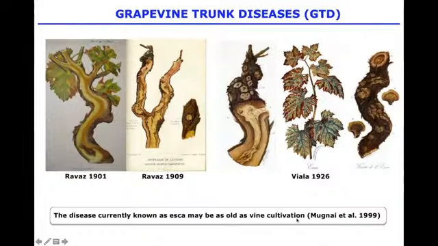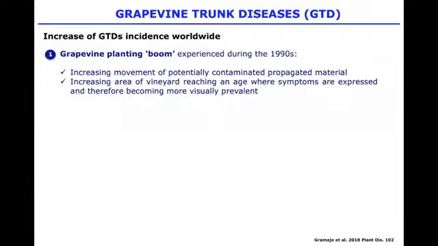The disease currently known as Esca may be as old as vine cultivation. However, the first formal record of a GTD dates back to the end of the 19th century in France, where Esca foliar symptoms were first described and named feuilletage and apoplexy, and thought to be caused by the basidiomycetes Stereum hirsutum and Fomes igniarius. Although GTD have been known since the end of the 19th century, their significance and impact on plant health have only been recognized recently.